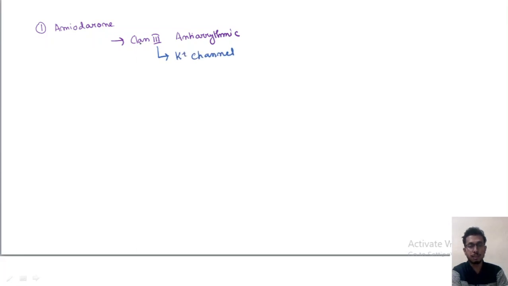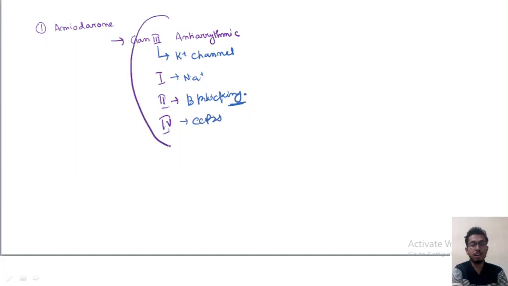Alright. So besides class 3, it also has other antiarrhythmic effects, that is class 1, which is sodium channel blocking action, then class 2, which is beta blocking action, and class 4, which is calcium channel blocking. So you can see it has a very wide range of activity and can be used in a lot of different types of arrhythmia.